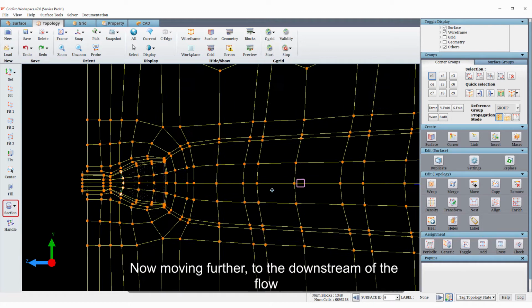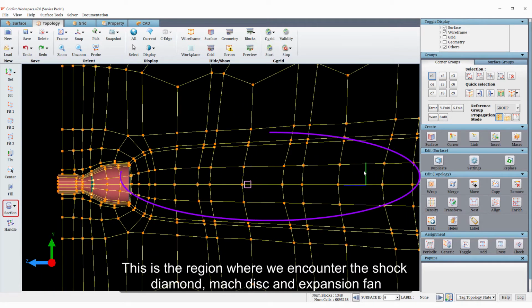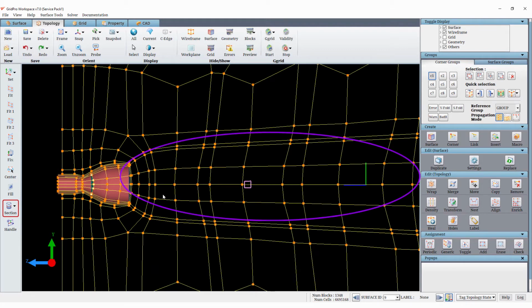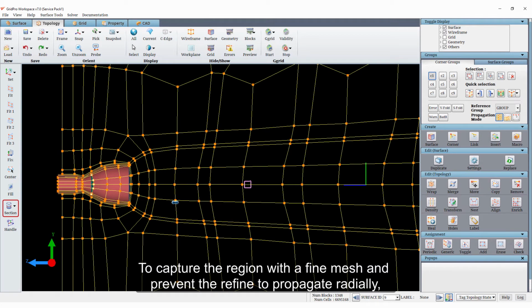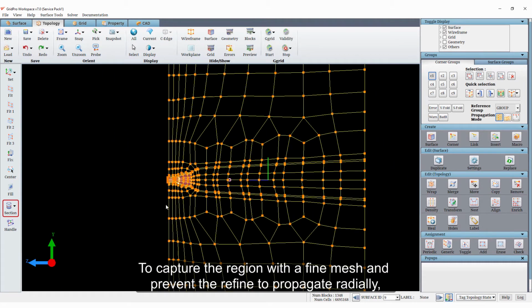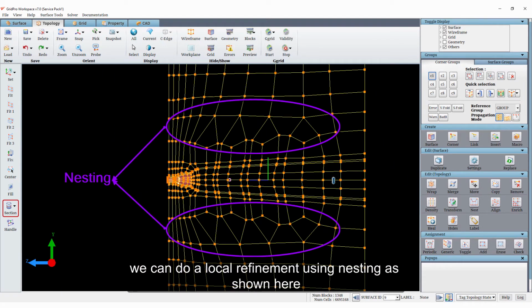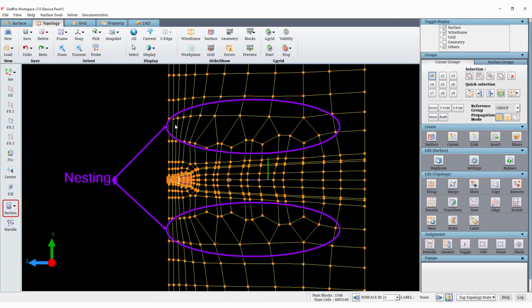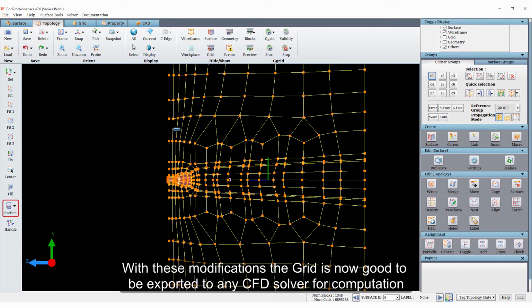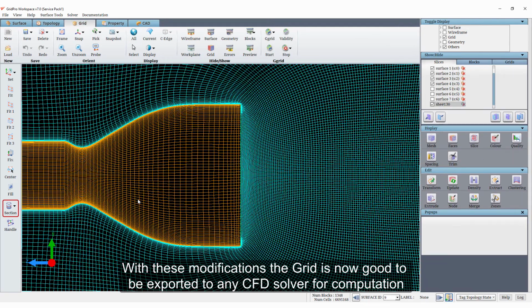Now moving further to the downstream of the flow. This is the region where we encounter the shock diamond, Mach disk, and the expansion fan. To capture the region with a fine mesh and prevent the refinement from propagating radially, we can do a local refinement using nesting as shown here. With these modifications, the grid is now good to be exported to any CFD solver for computation.